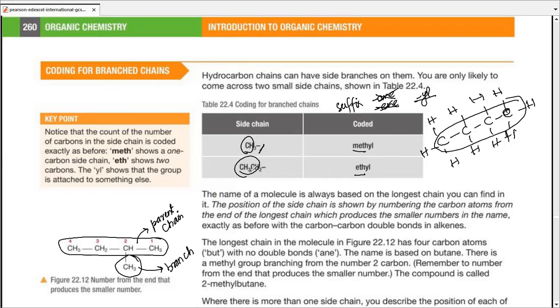This single bond shows that the branch can be connected to any structure, any parent chain. Now notice the count of numbers comes before the suffix. So of course, the count of numbers is going to act as a prefix most of the time. Now, the name of the molecule is based on the longest chain.